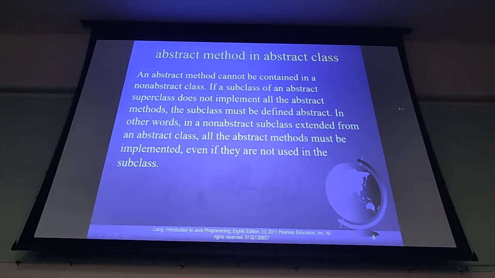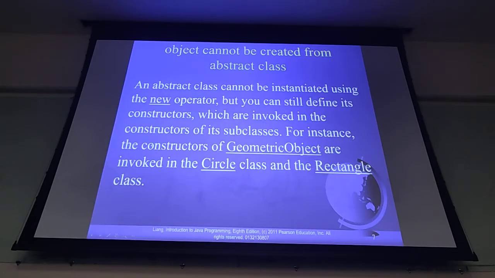Okay, abstract method cannot be contained in a non-abstract class. That I told you. If an abstract subclass does not implement all the abstract methods, the subclass must be defined abstract. In other words, the non-abstract class extended from the abstract class, all the abstract methods must be implemented even if they are not used in the subclass. Okay.